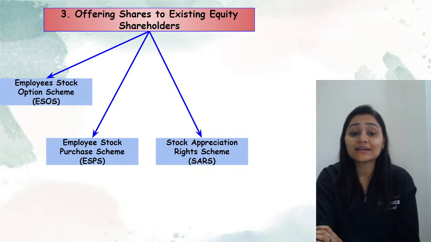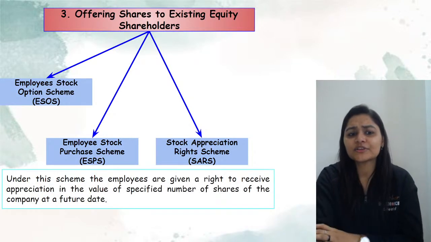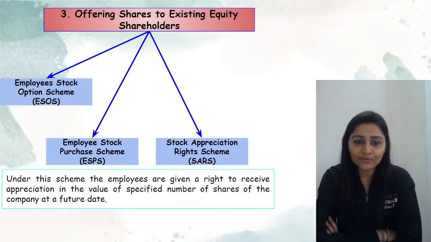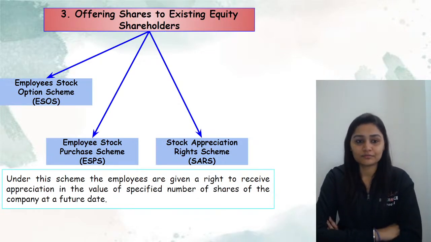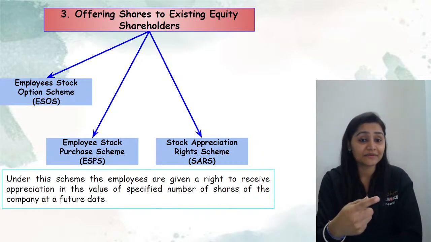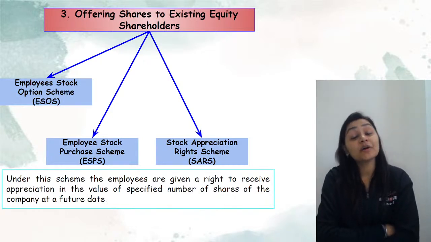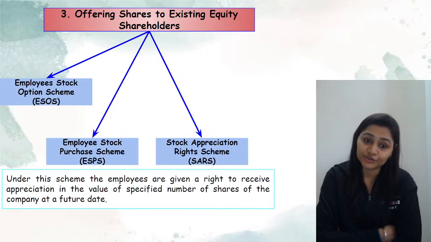Now moving to the next type, that is SARS, Stock Appreciation Right Scheme. अब stock appreciation, under the scheme the employees are given a right to receive the appreciation in the value of the specified number of shares the company is going to have in the future date sold. So यहाँ पर क्या हो रहा है, एम्प्लॉयज को राइट दिया हुआ है टू हैव एन अप्रिसिएशन, हायर प्राइस रिसीव्ड फॉर द नंबर ऑफ शेयर्स that they would be having in the future. So under the scheme, employees are given the right to receive appreciation, higher value in the value of specified number of shares of the company on the future date or in the future.